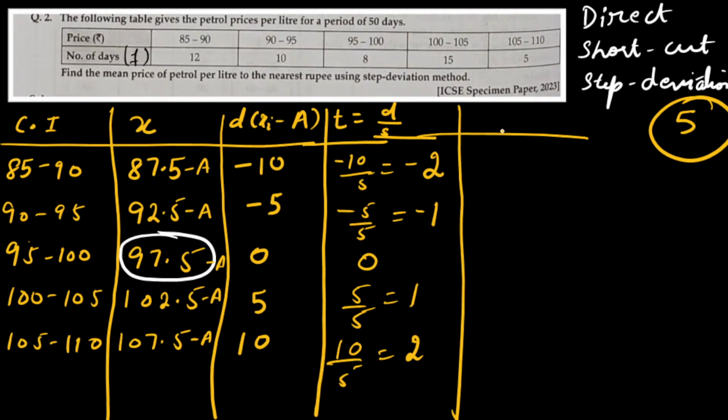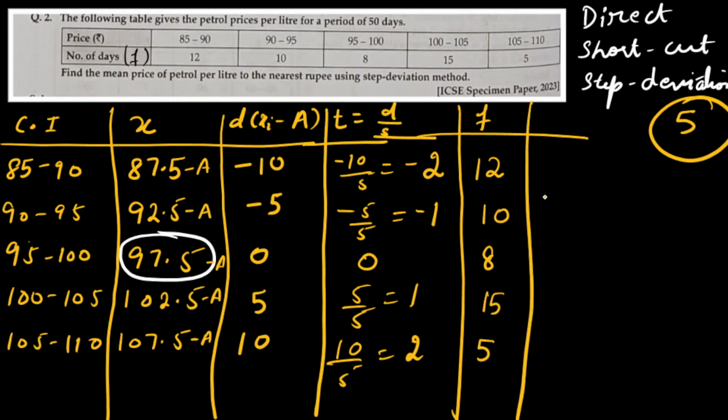So this T column we have found. Now I'm just going to write frequency here. Frequency is given to us: 12, 10, 8, 15, 5. Now here we need FT. FT means F into T, so these two will just multiply. See, F frequency I didn't write at the starting. Now only I am writing. So as per my requirements I have written.